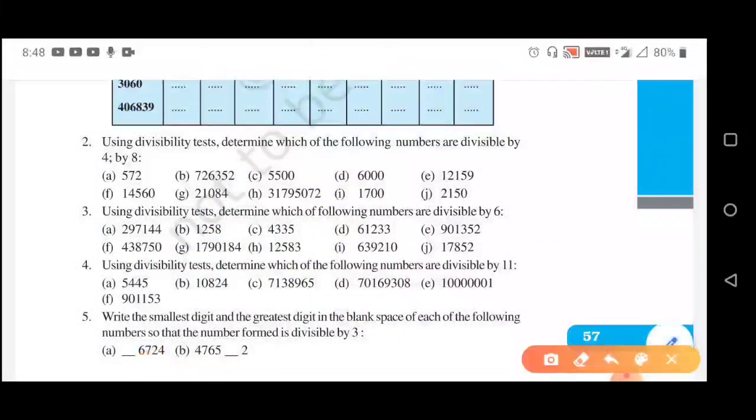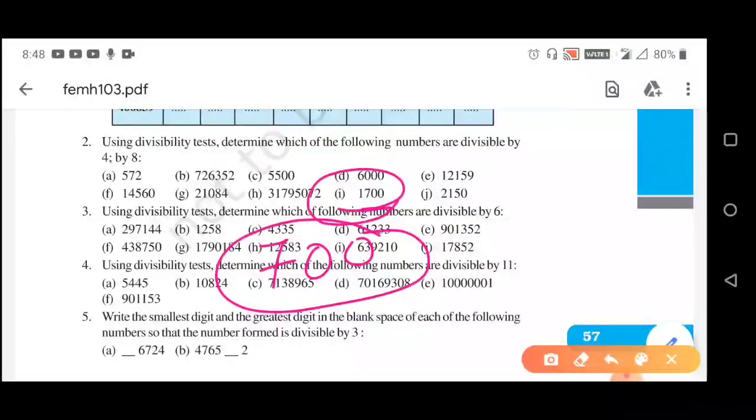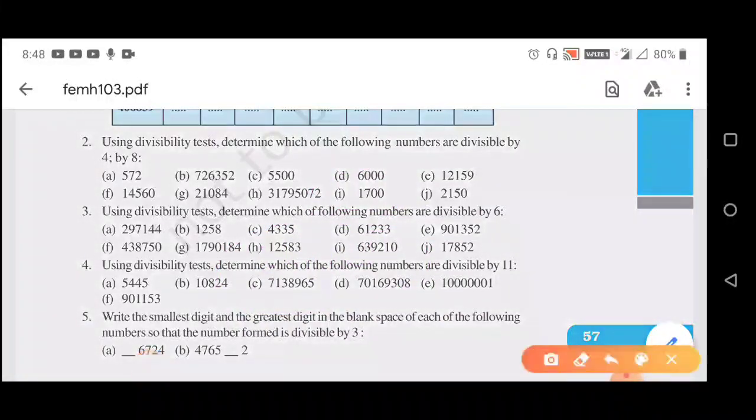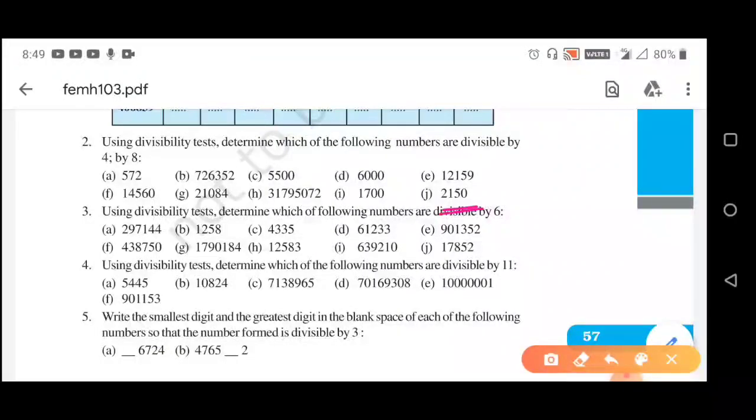Question number I. The number formed by last 3 digits is 700. 700 is not divisible by 8. That means 1700 is not divisible by 8. Question number J. The number formed by last 3 digits is 150. 150 is not divisible by 8. That means 2150 is not divisible by 8.